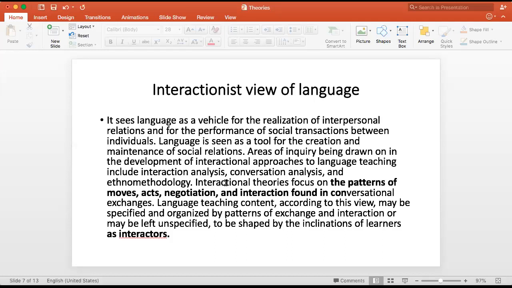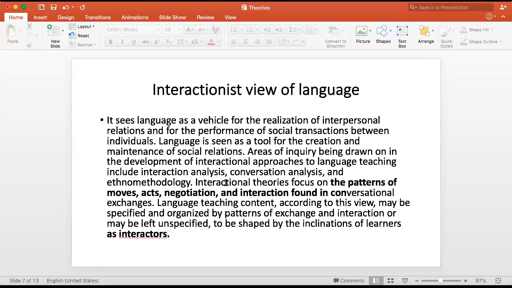Acts of greeting, acts of saying goodbye, acts of inquiring, acts of answering. Negotiations: how do you bargain? How do you talk to one another? How do you settle your disputes? It all comes in negotiations. And then the interaction that is generally found in conversational exchanges.